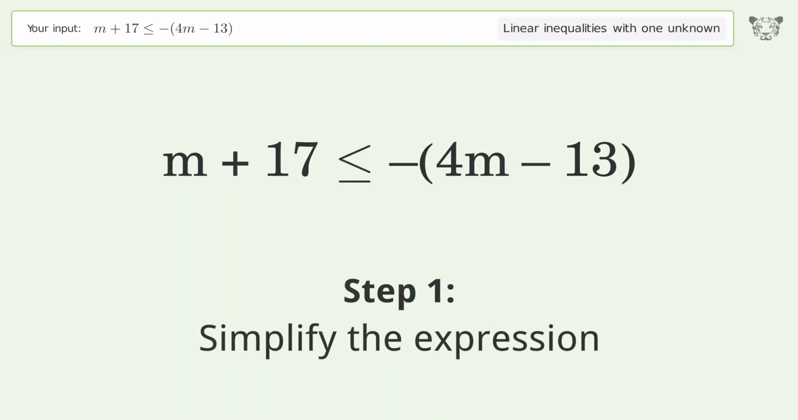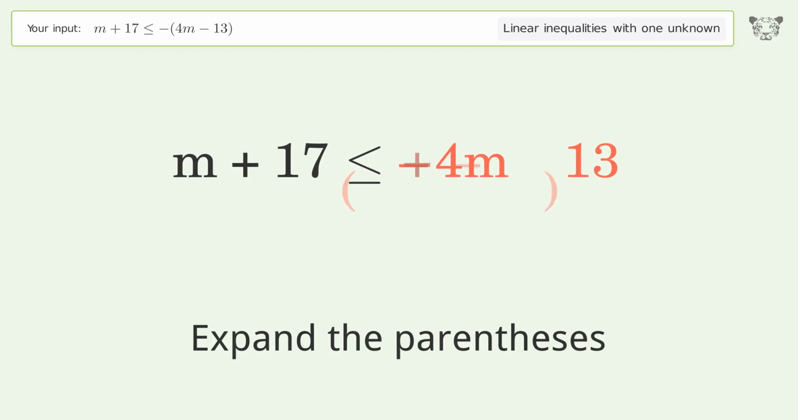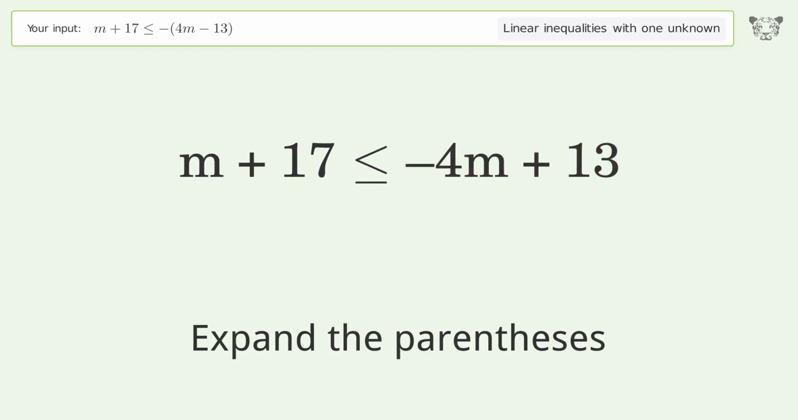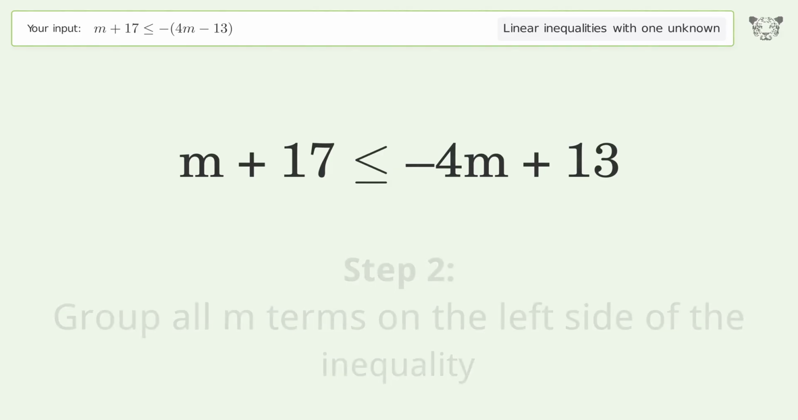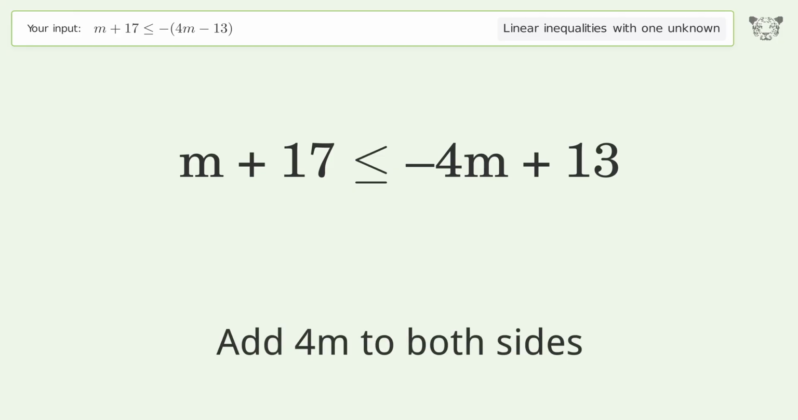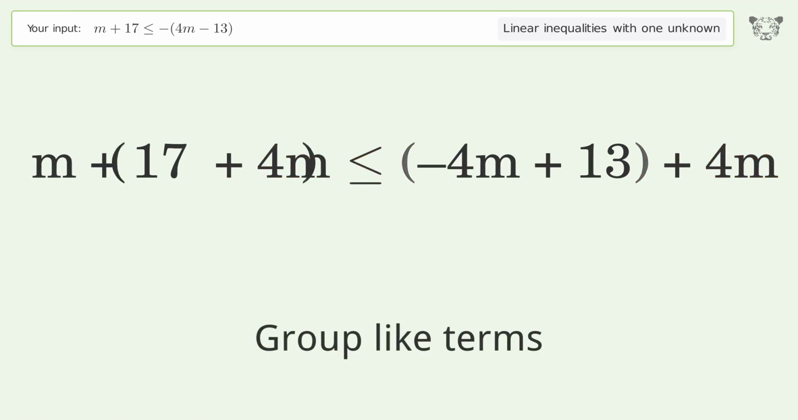Simplify the expression. Expand the parentheses. Group all m terms on the left side of the inequality. Add 4m to both sides. Group like terms.